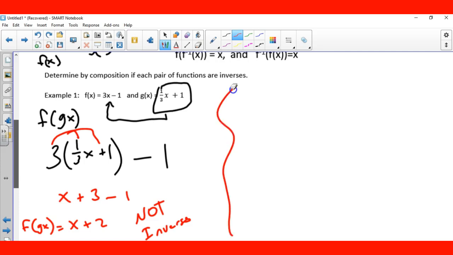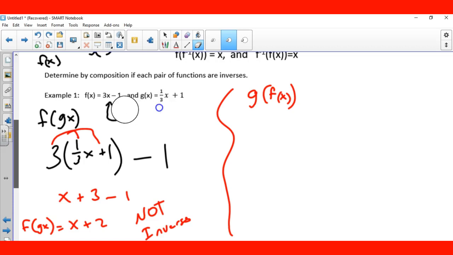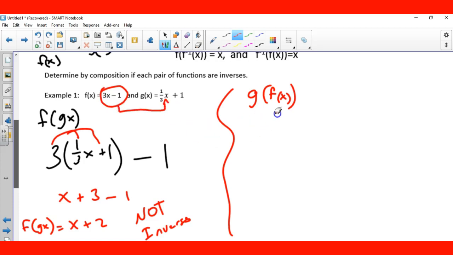All right, but you always got to check yourself. And the way to do that is to do the other composite function. We're going to put f inside of g, meaning we're going to substitute that right there where that x is, okay? You have to check yourself. You can't just do this and then go, oh, I'm done. No, make sure your conclusion is correct.